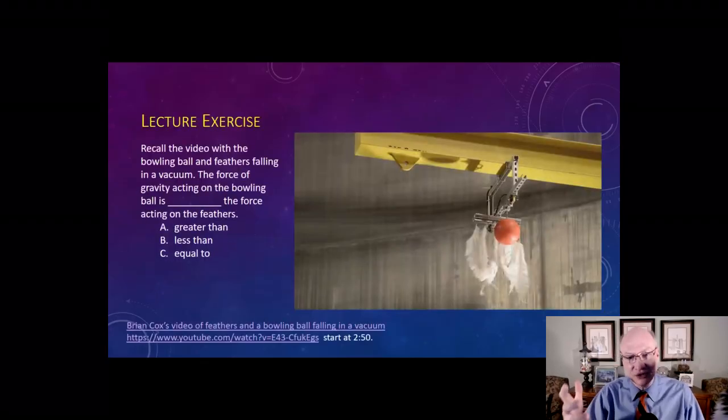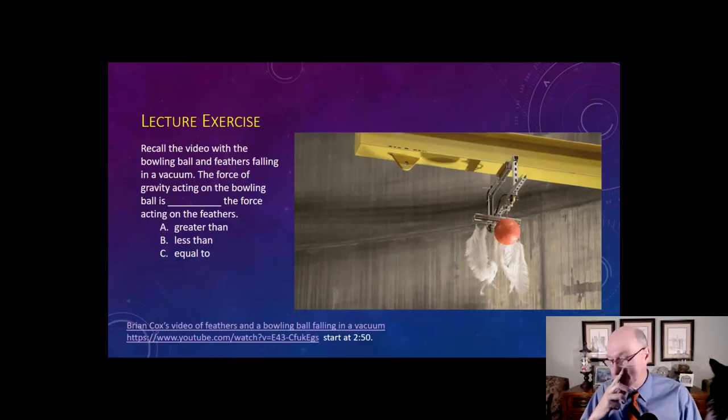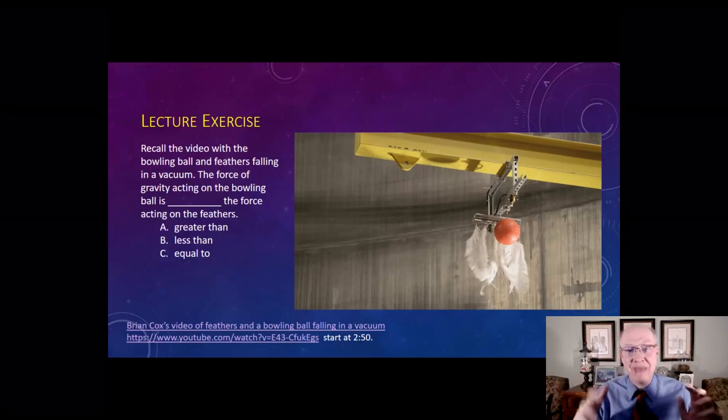So how is it then that the two of them fall at the same rate? The force of gravity tells you right away that the force acting on the bowling ball has to be greater, right? Because the force is G, mass of the Earth, times the mass of the body. The mass of the bowling ball is clearly greater than the mass of the feathers, so the force of gravity acting on the bowling ball is greater than the force of gravity acting on the feathers. So if the force acting on the bowling ball is greater, why did they hit the ground at the same time? Well, remember, what matters is their acceleration.